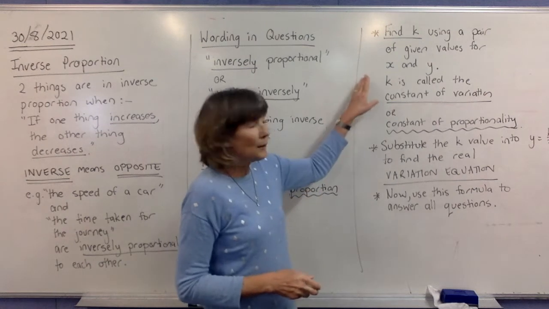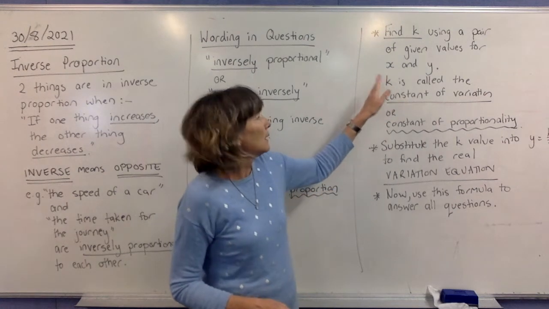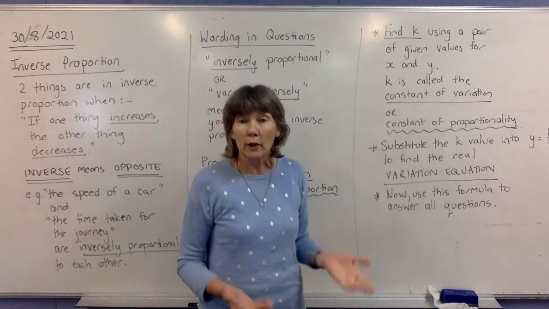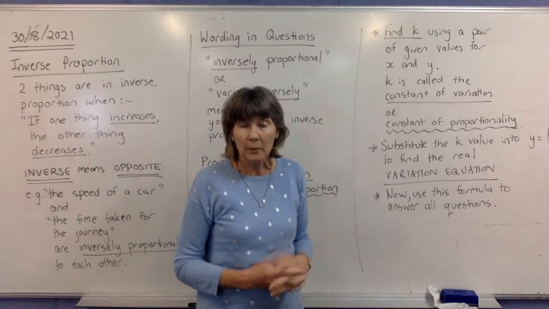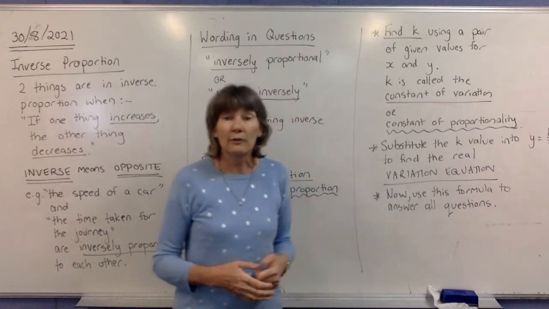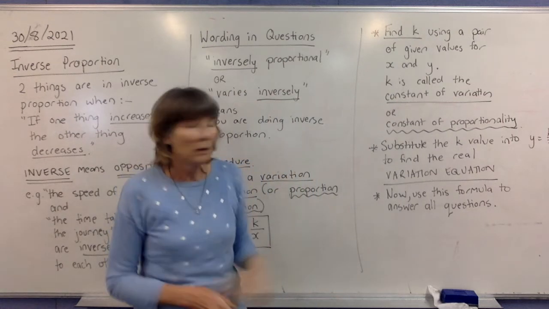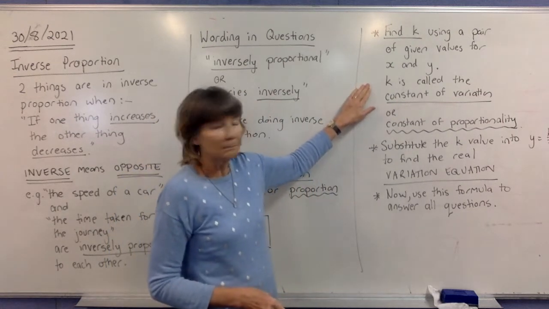Okay, so once you've got that k value, now remember, k is always called the constant of variation or the constant of proportionality. So if they say to you in a question, find the constant of variation, all they want you to find is k.